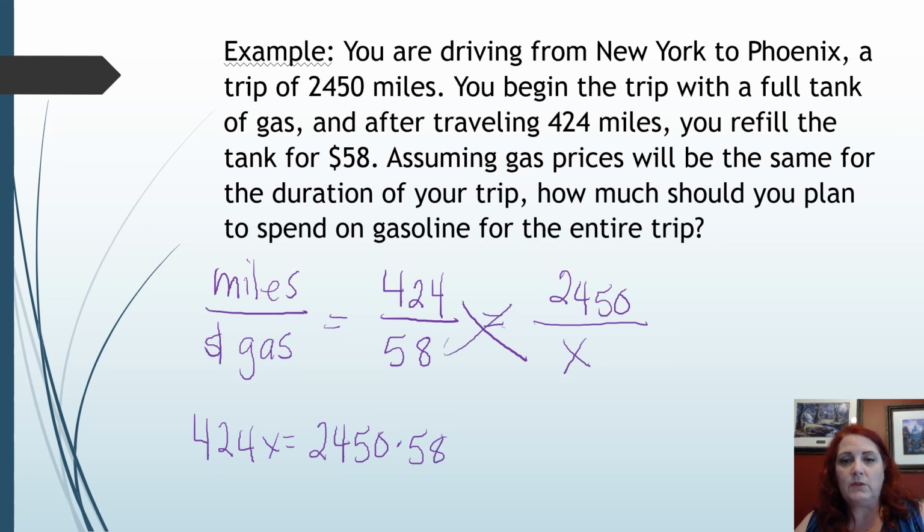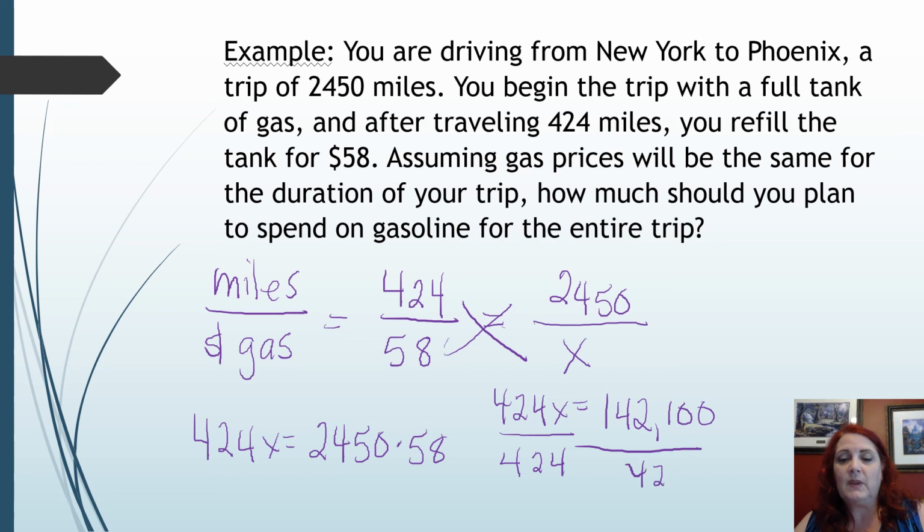So I get 424x is equal to, when I multiply that, 142,100. And I'll divide that by 424. The price is going to be my x, and I'm going to round that. I believe it's $335.14.